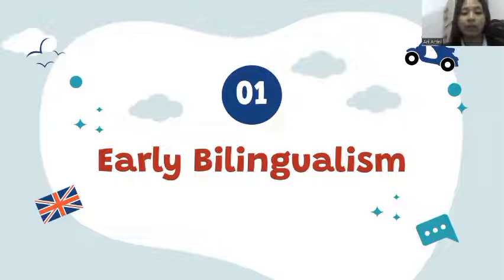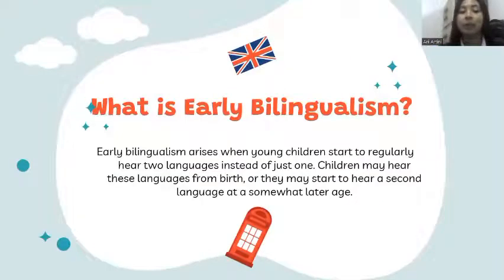Well, so the first is about early bilingualism. So what is early bilingualism? In short, early bilingualism arises when young children start to regularly hear 2 languages instead of just one. Children might hear these languages from birth, or they might start to hear a second language at a somewhat later age.